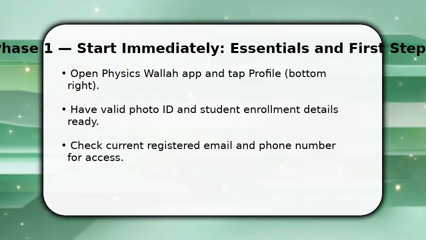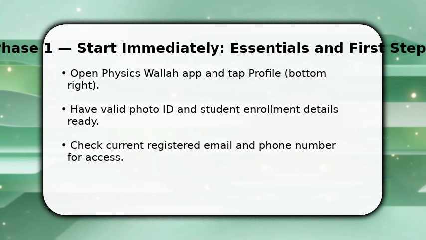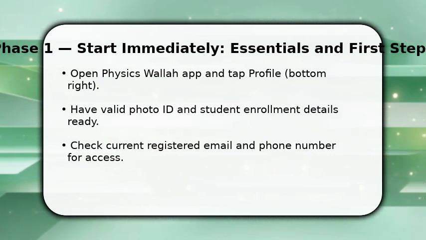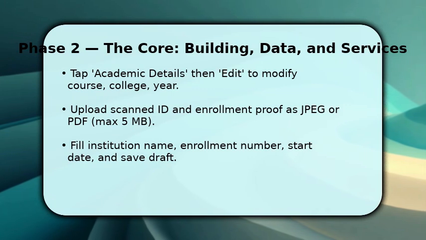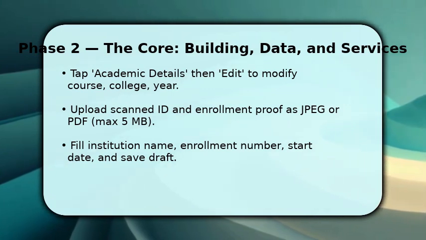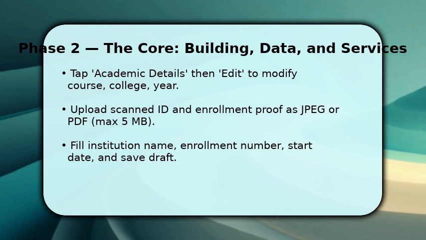These speed verification. If your email or phone is outdated, update them first and confirm OTPs, because you cannot change academic records without verified contact points. You now tap Academic Details and choose Edit to change course, college, or year. This is the main form.